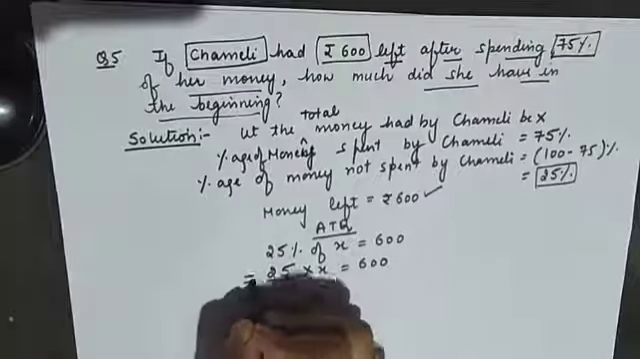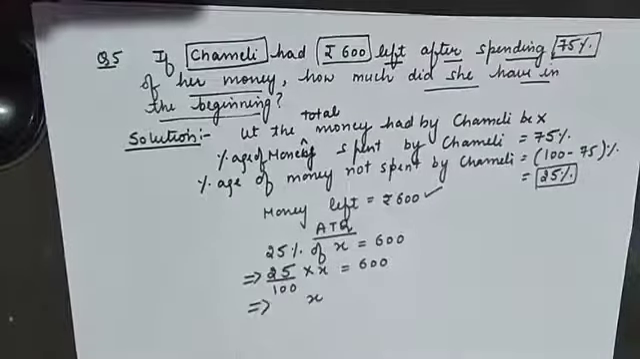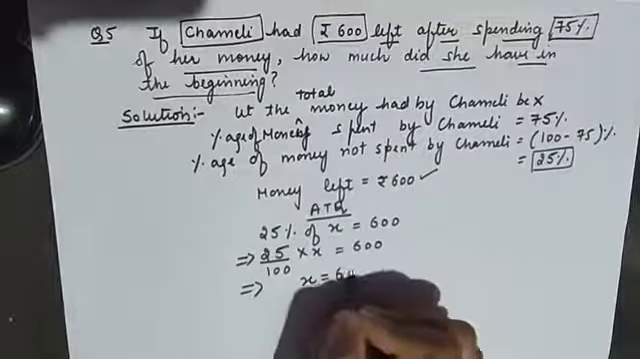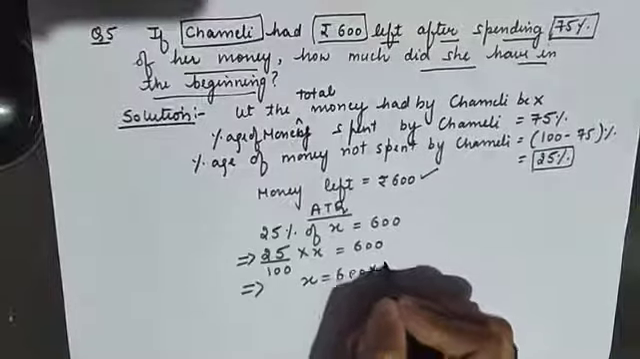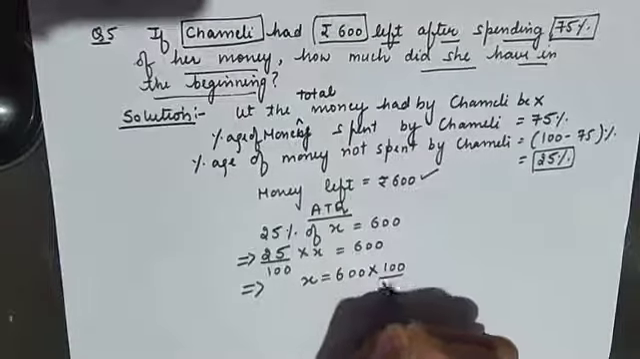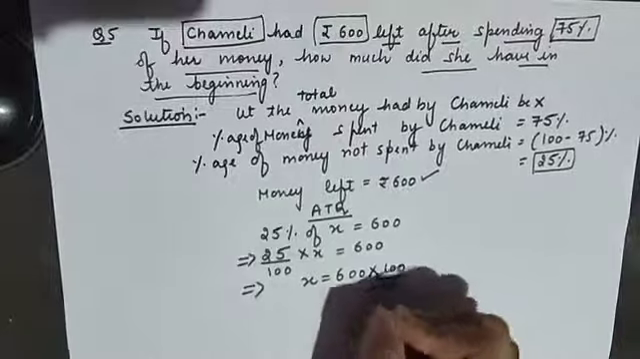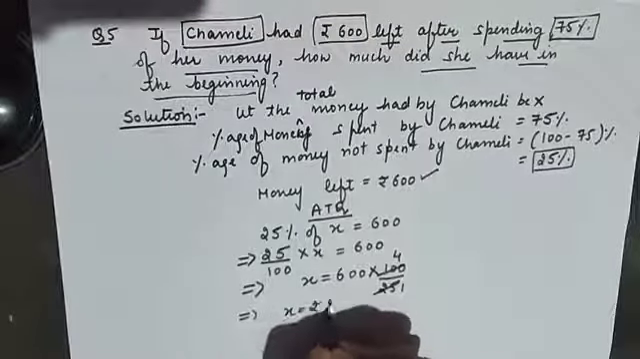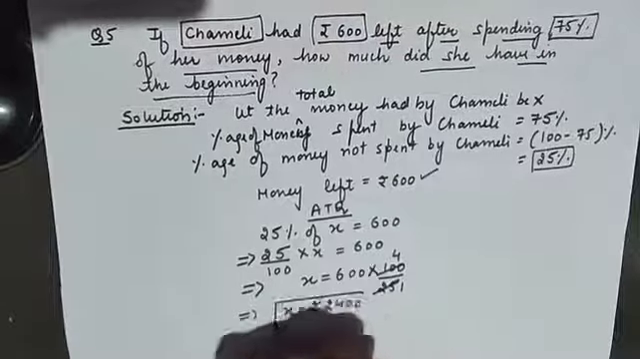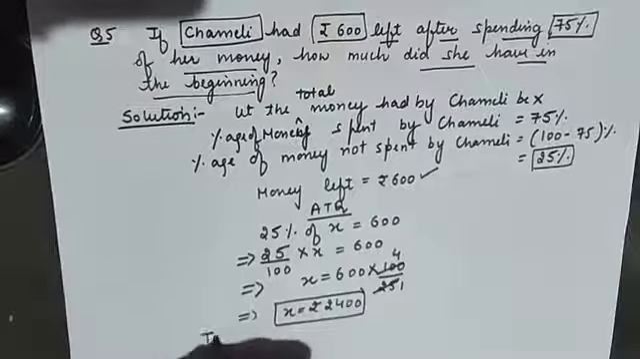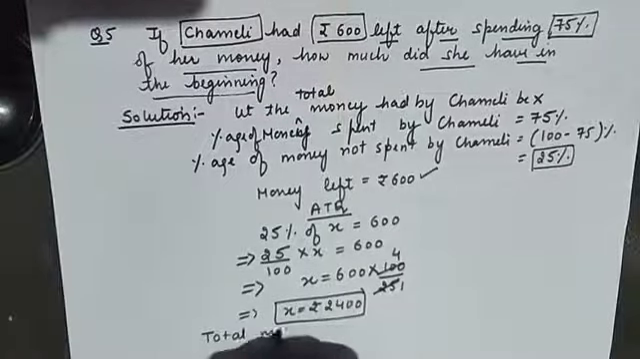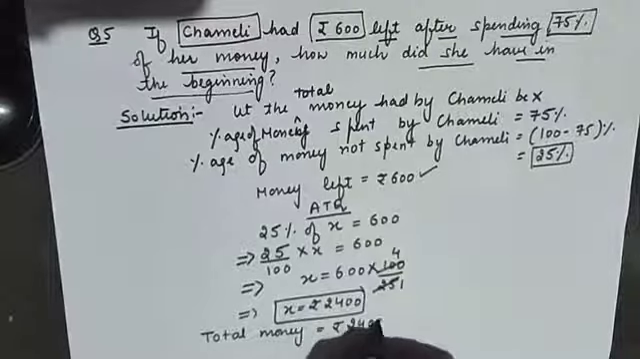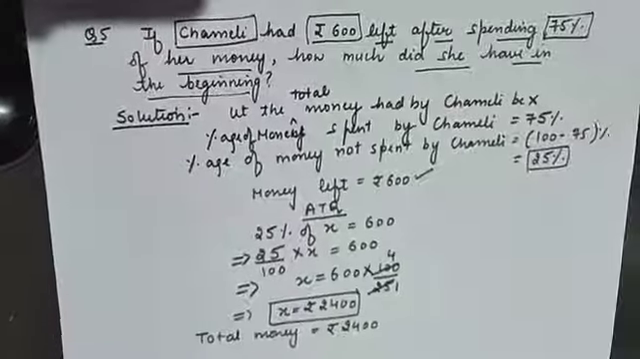As you know, if I have to find the value of x here, I have to take 100 upon 25 to this side. So 25 ones are 25, 25 fours are 100, so x is equal to rupees 2400. It means the total money was rupees 2400. I hope students, the question is clear to you.